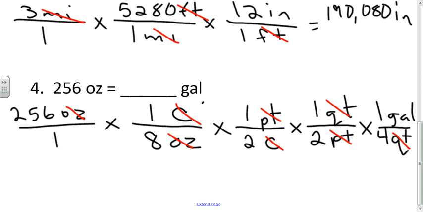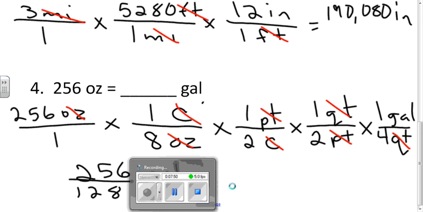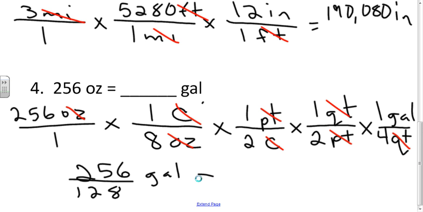Now when I multiply everything out, 256 times 1 times 1 times 1 is 256, over 1 times 8 times 2 times 2 times 4, which is going to give me 128. And 256 divided by 128 is 2. So 256 ounces is 2 gallons. And that is how we do unit conversions.